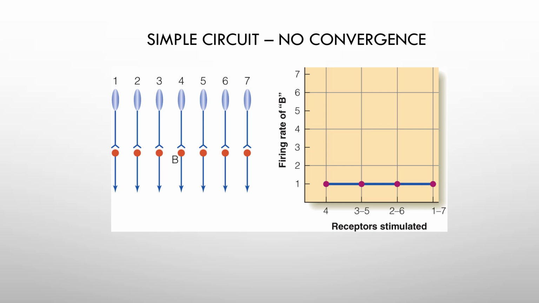But if we have a unit of light hitting receptor 4, bipolar cell B is going to fire at a rate of 1, and I can take that dot of light and make it into a bar hitting 3 through 5. If I'm bipolar cell B, I'm only hearing from cell 4, so I'm still firing at a rate of 1, and I can continue to pull that light farther and farther out into a longer and longer bar, but I'm only hearing from cell 4. So with this simple circuit, hearing from cell 4, I'm going to fire at a rate of 1.